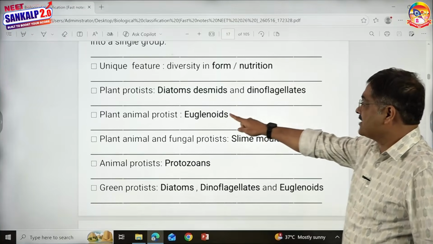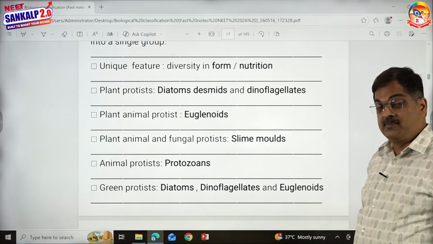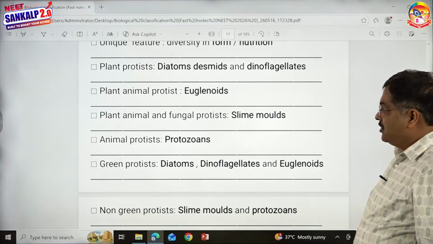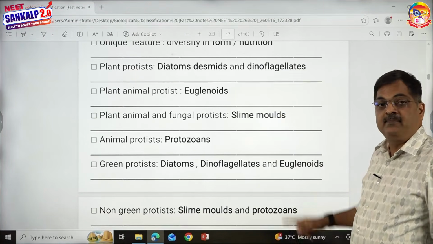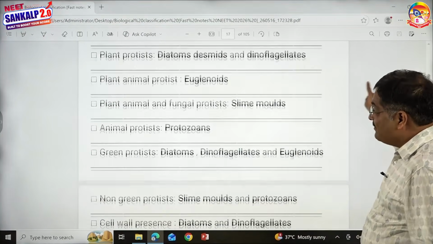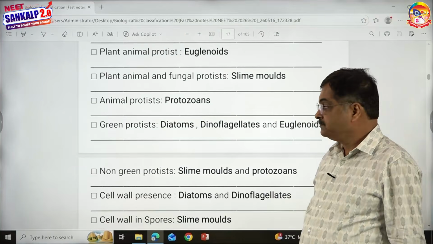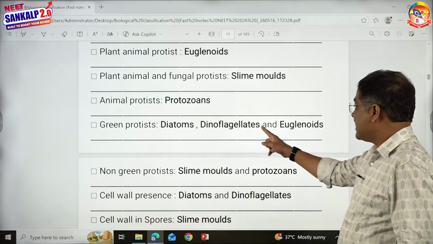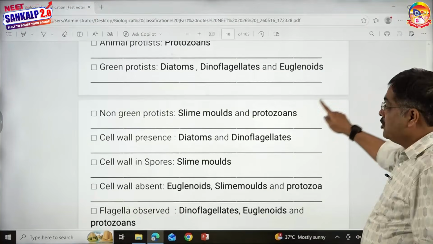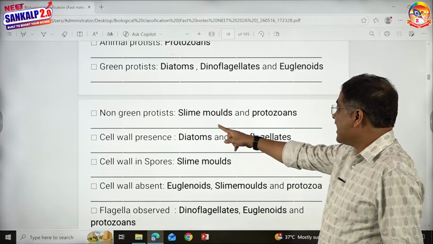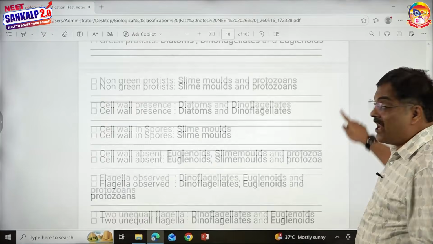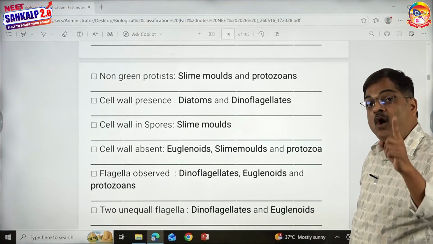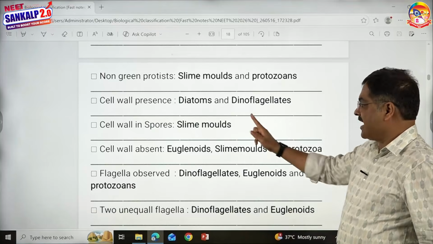Plant protists: diatoms, desmids, and dinoflagellates, because they show plant characters. Plant-animal protists: euglenoids. Plant-animal-fungal protists: slime molds. Animal protists: protozoans. Green protists means they perform photosynthesis: diatoms, dinoflagellates, and euglenoids. Non-green protists: slime molds and protozoans. Cell wall is seen in diatoms and dinoflagellates. Cell wall is seen only in spore, in slime molds.